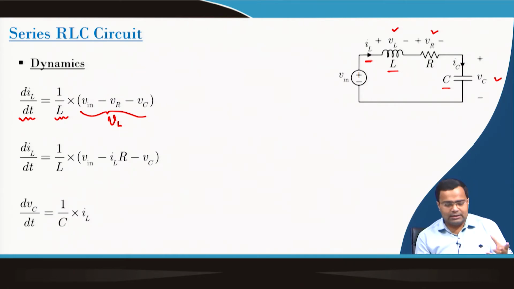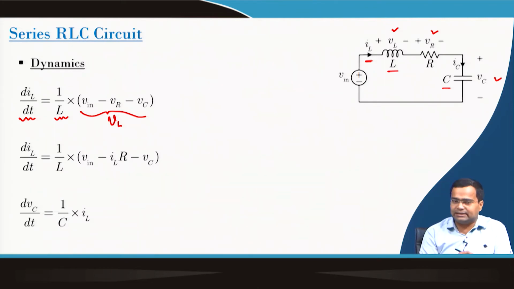And what is the equation of the capacitor voltage? It is dVc/dt, which is nothing but IC/C, where IC is the capacitor current and C is the capacitance value. In this case, the capacitor current is the same as the inductor current. So, it is simply IC equal to IL.